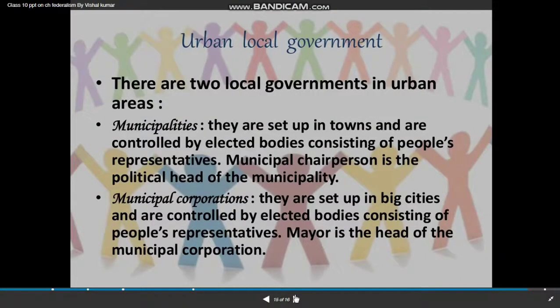Urban local government. There are two local governments in urban areas. One is a municipality and one is a municipal corporation. They are set up in towns and controlled by elected bodies consisting of people's representatives. The municipal chairperson is the political head of the municipality. Municipal corporations are also set up in cities and controlled by elected bodies consisting of people's representatives. The mayor is the head of the municipal corporation.